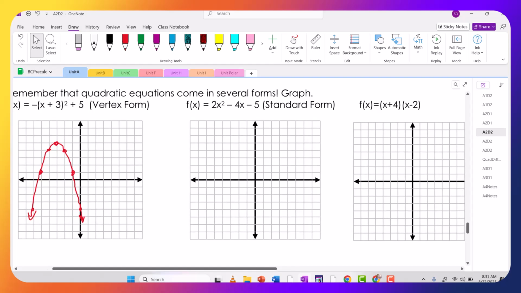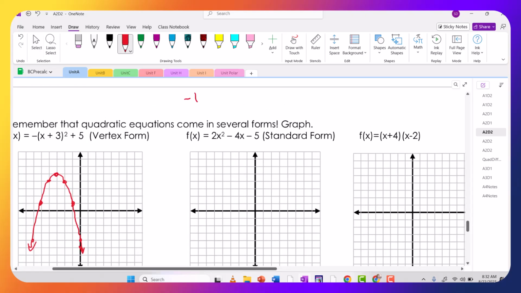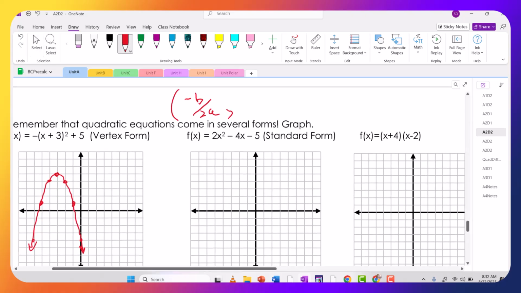Okay, listen. What is the formula to find a vertex when it's in standard form? I sang a song earlier, and part of that song is part of this formula. Remember, the opposite of b plus or minus the square root of b squared minus 4ac, all over 2a. Negative b over 2a, that part of the quadratic formula, when you lop off the plus minus, is the middle of the x-intercepts, which is the vertex's x-coordinate. And then you plug it in to find the y-coordinate.